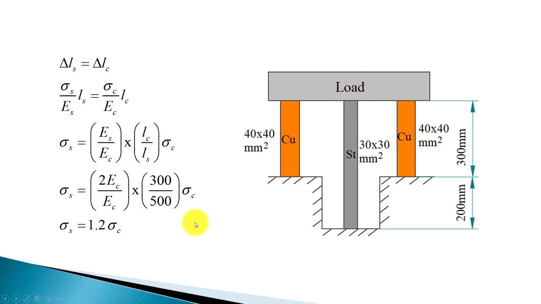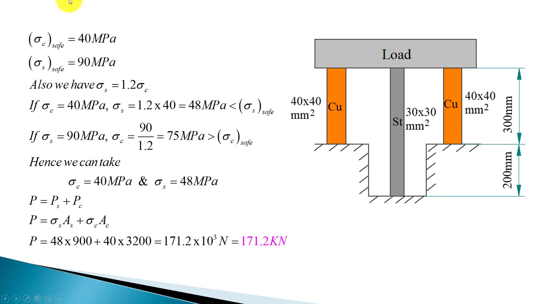Also, you are given the two constraints. The stress limits for copper and steel is given, safe values of stresses. So this can be considered as safe values of stresses, because we are given that stresses should not exceed 40 and 90. In copper and steel, the stresses are not permitted to exceed 40 and 90. So these are safe values of stresses, and also this relation should be satisfied. Sigma S is equal to 1.2 sigma C.